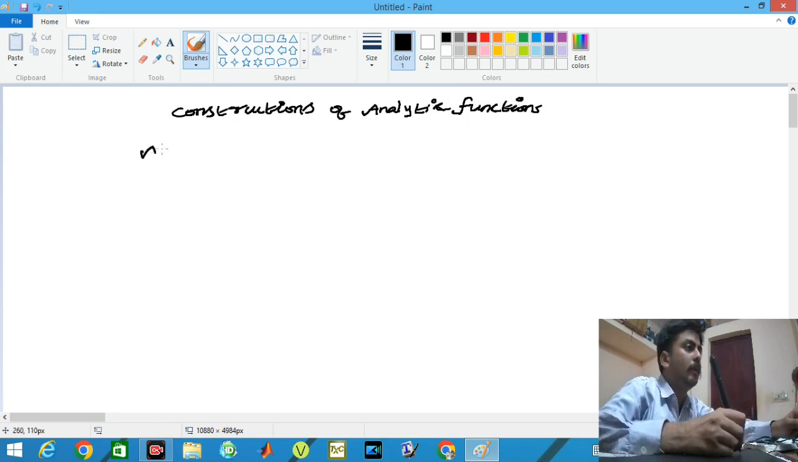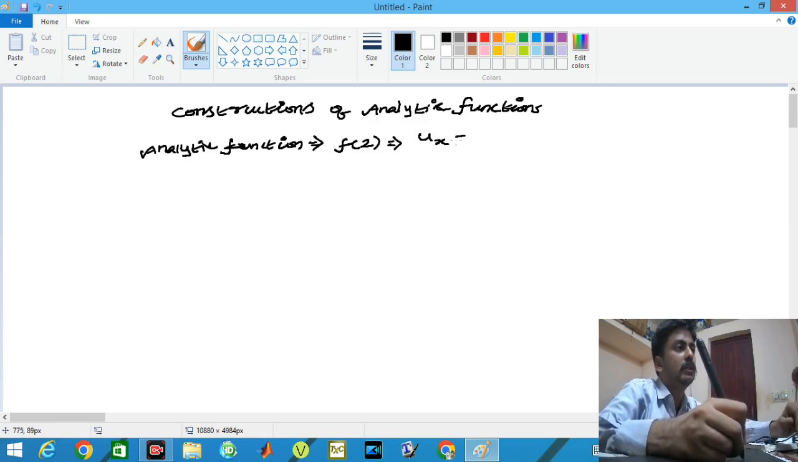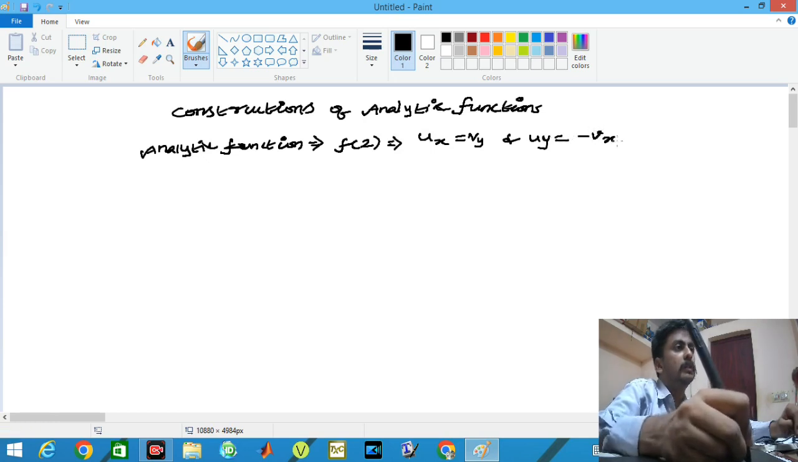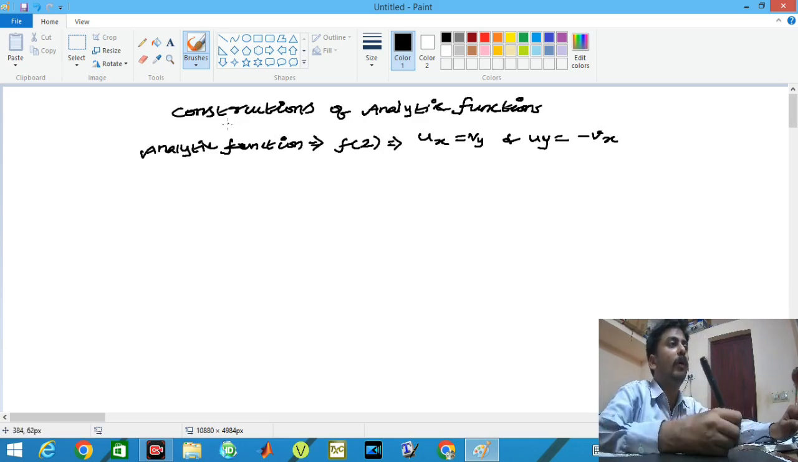What do you mean by analytic function? Any function f of z that satisfies two conditions, that is ux equal to vy and uy equal to minus vx, will be called an analytic function. So now we are going to construct analytic functions.